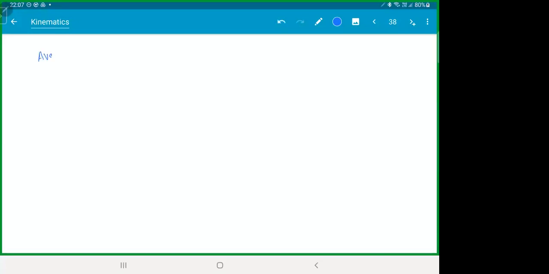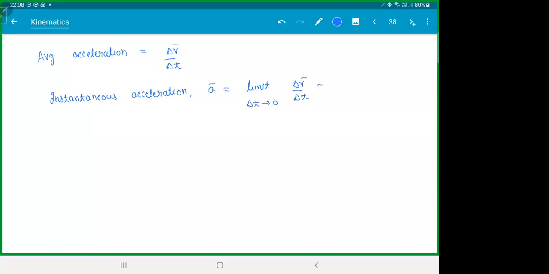So we got that average acceleration part. It was change in velocity by change in time. So instantaneous acceleration, a bar, is given by the limit, for a very small time interval delta t tends to 0, of delta v by delta t. This is what actually becomes dv by dt. So we can write acceleration as dv by dt, or you can write it in another form.